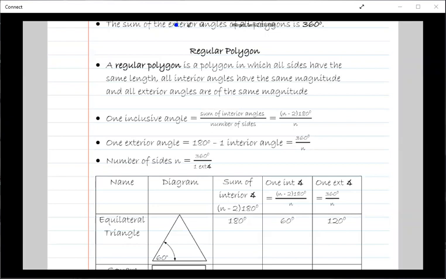Now, let's talk about one interior angle. Sorry, I said inclusive angle, this should be one interior angle. One interior angle of a regular polygon is the sum of the interior angles divided by the number of sides. Let me tell you what I mean.